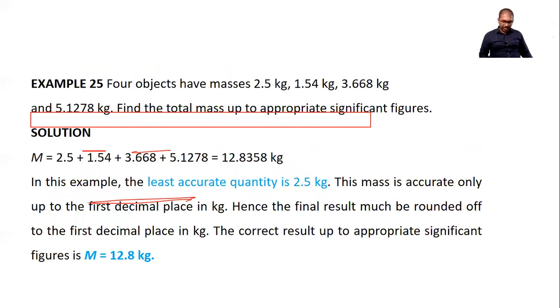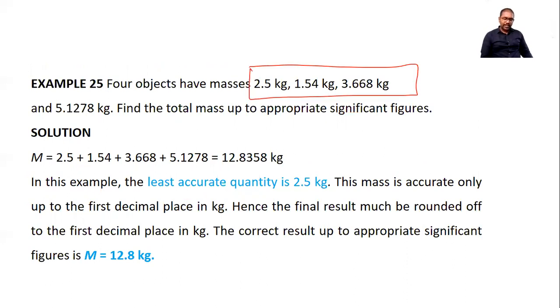So let's see one addition here, the addition of these three numbers. In that, 2.5 is the least accurate number. 1.54 is more accurate. This number has the maximum accuracy, and this is the least accurate. One more number is there, which is more accurate as compared to this. The more significant figures, the more the accuracy. We have to do the addition. After adding, we get the total mass.